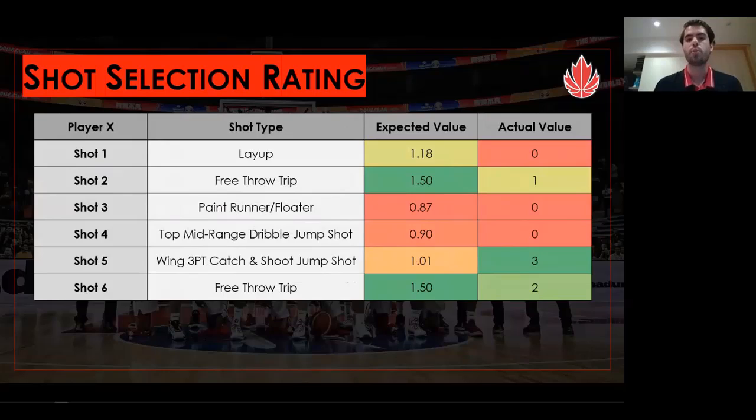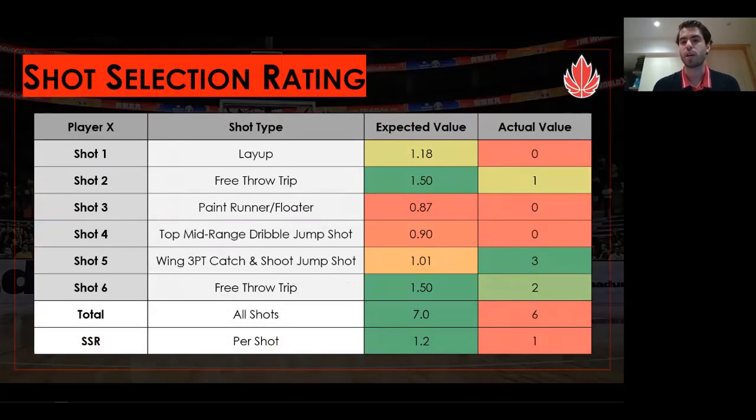So suppose that the athlete missed the first shot, missed the layup, made 1 out of 2 free throws, missed the runner, missed the floater, missed the dribble jump shot, made the 3-pointer, and then made 2 free throws down the end. So drilling down into that, we can start comparing: the 1.2 was the expected efficiency based on the average shots that were attempted, and the 1 was the actual value, just dividing all of those makes by the number of shots.